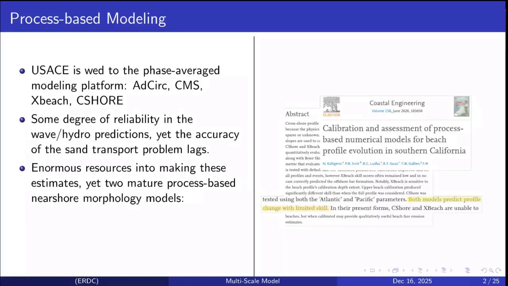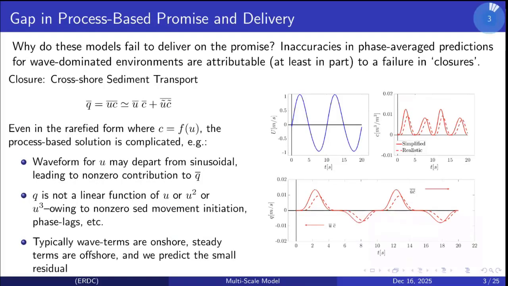And yet, several years ago, a publication came out in Coastal Engineering that said that both XBeach and SeaShore, which are sort of flagship process-based models, showed limited skill when used without calibration. And even with calibration, at the same site, they showed limited skill. So we really sort of lost our way. There's a yawning gap between what process-based models promise and what they deliver. And the question really should be, why is it that they failed to deliver on this promise?